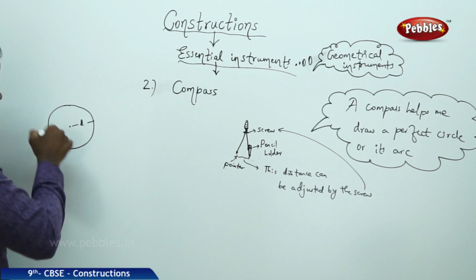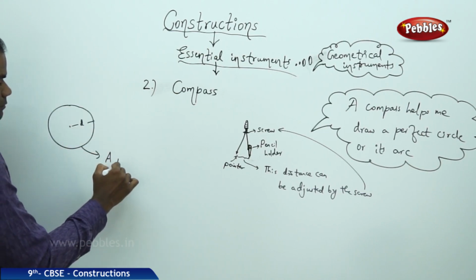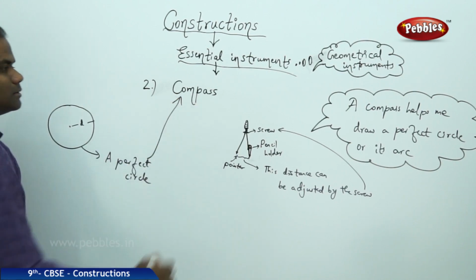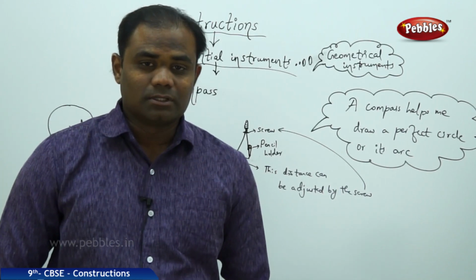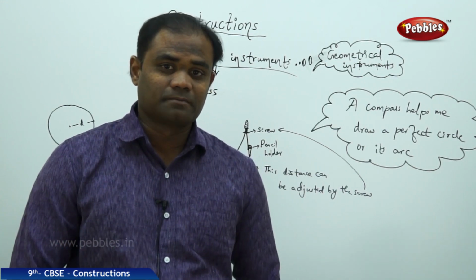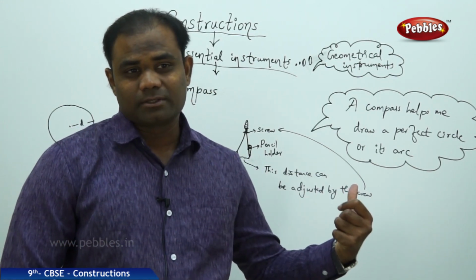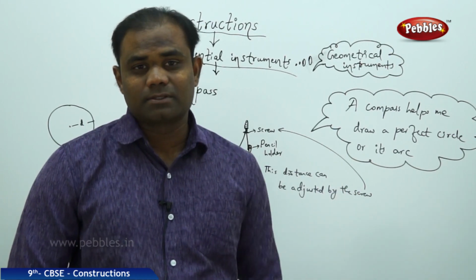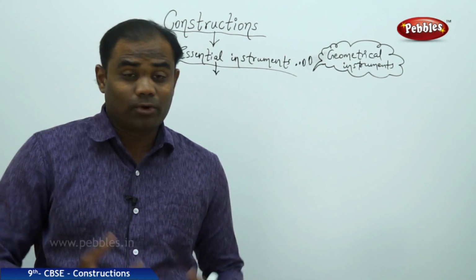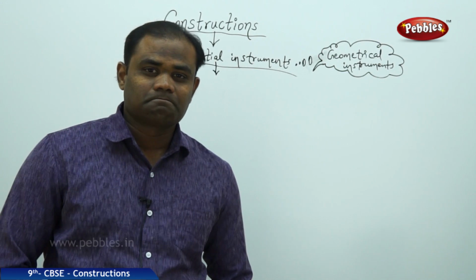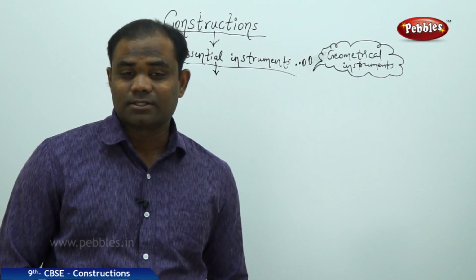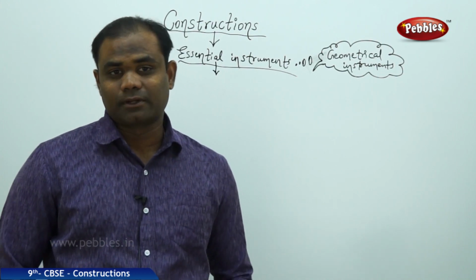A perfect circle is obtained using the compass. Without a compass, the circle is not perfect, but with the compass, the circle or its arc is perfect. So the second geometrical instrument significant here is a compass. The third essential geometrical instrument is the protractor. The ruler, the compass, and now comes the protractor. Let's see the significance of the protractor in the branch of constructions.